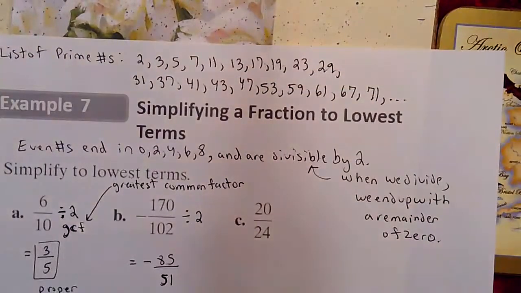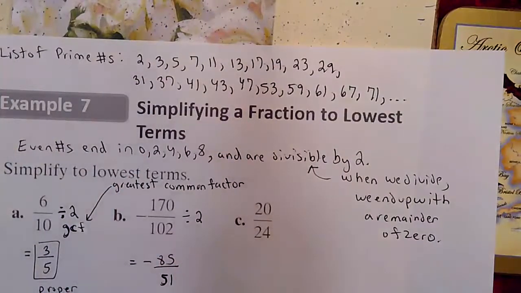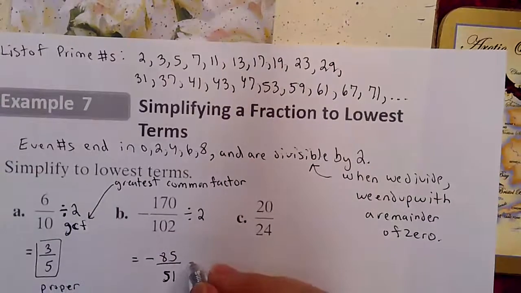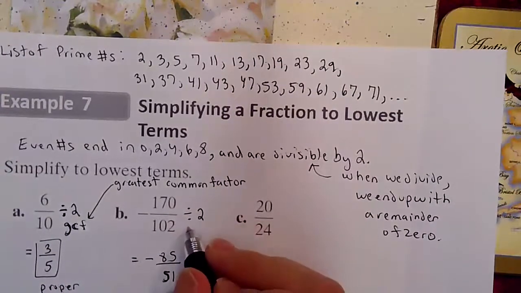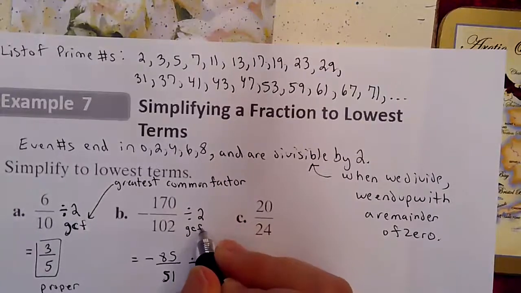So after I've exhausted 2, then I can test 3. I might have to erase this, but I'm just going to test 3. So I'm thinking this is the greatest common factor.